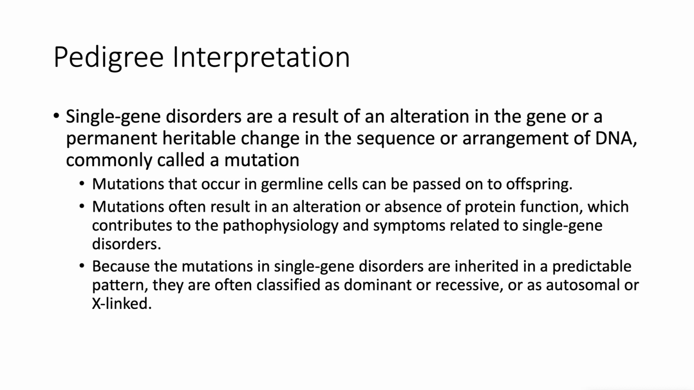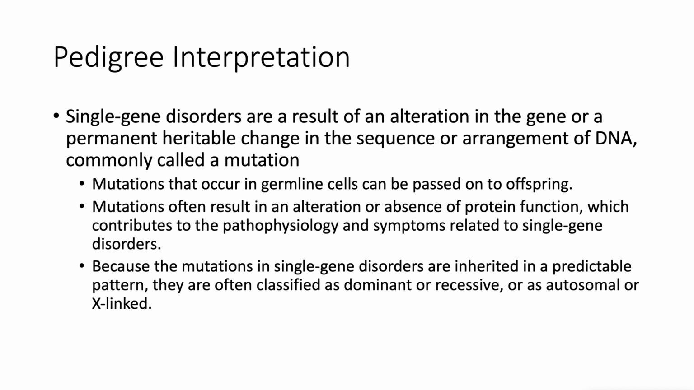Once the pedigree is done, it's going to have to be interpreted. There are single gene disorders, which are a result of an alteration in the gene or a permanent heritable change in a sequence or arrangement of DNA called a mutation, and the mutations show up and they're designated in the pedigree. Mutations that occur along germlines can be passed on to offspring. Germline cells, meaning sex cells. Mutations often result in an alteration or absence of a protein function, which contributes to the pathophysiology and symptoms related to single gene disorders.